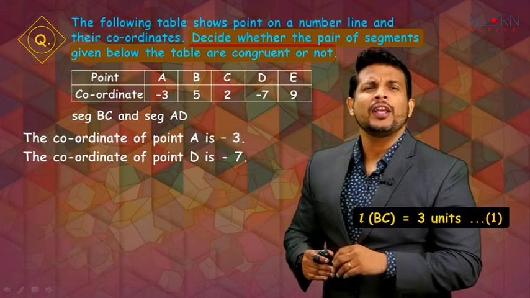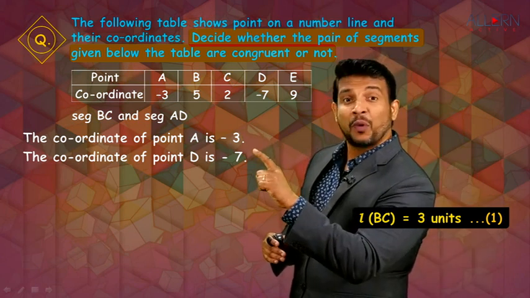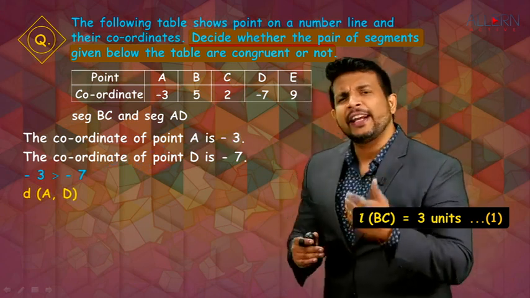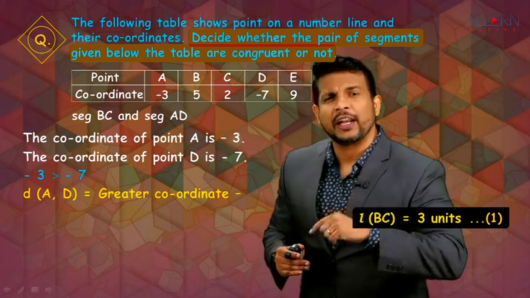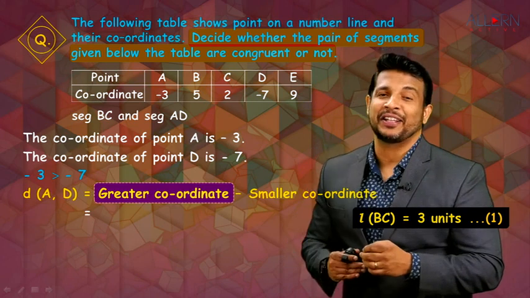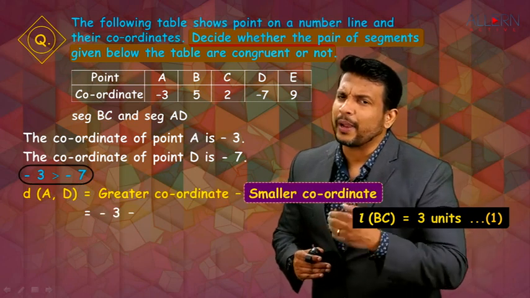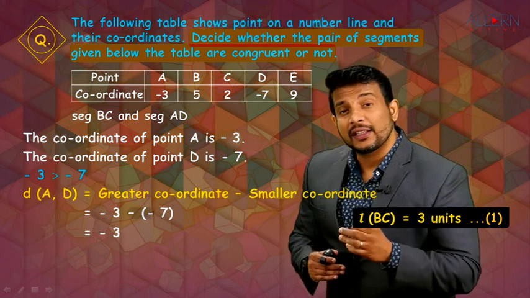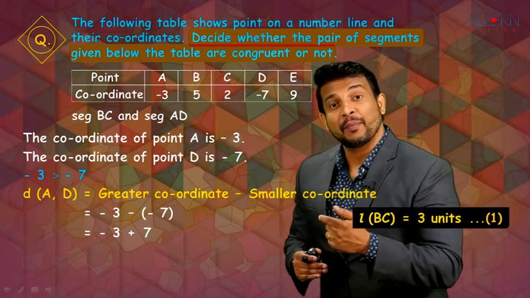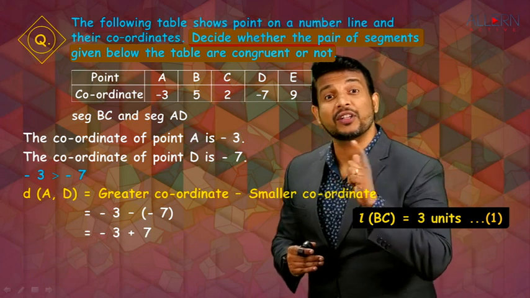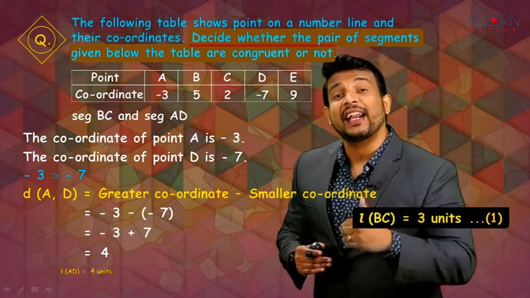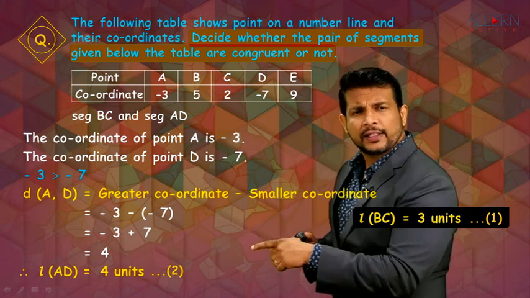The coordinate of D is -7. Which one is greater? -3. Which one is smaller? -7. So we write -3 is greater than -7. Now we write the distance between A and D is equal to the greater coordinate minus the smaller coordinate. That means it is -3 minus of -7. Solve it further: minus into minus is plus, so -3 plus 7. How much is that? We have different signs, so subtract and put the sign of the greater number. That is 4, with a plus sign, so plus 4. That means the length of AD is equal to 4 units. That's our result number 2.